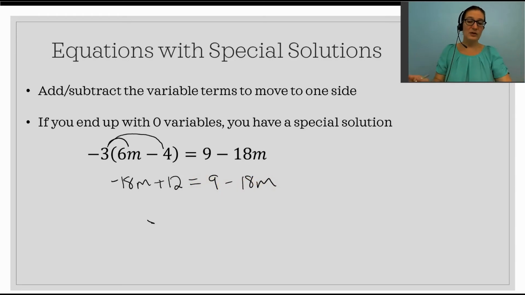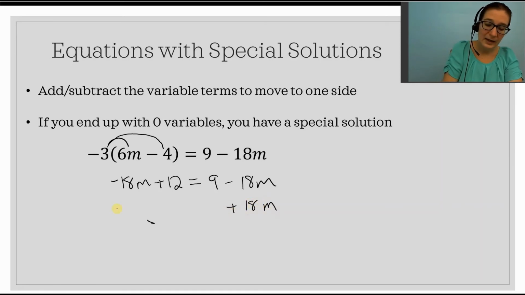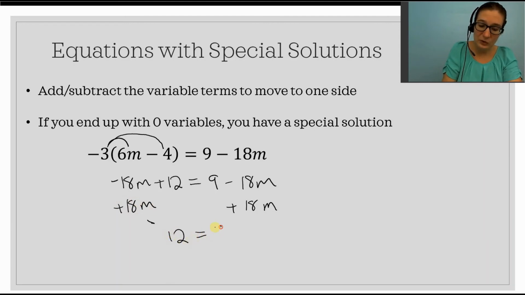We want to make sure that we're moving all our variables to one side of the equals, so let's go ahead and move them to the left. That means that I will add the 18 and add the 18. So now I have 12 is equal to 9 because negative 18 plus 18 is 0.